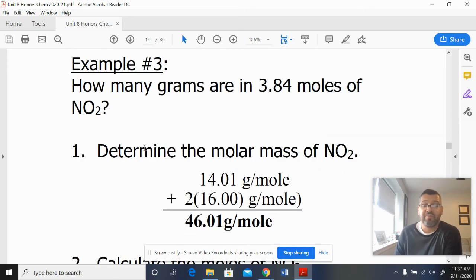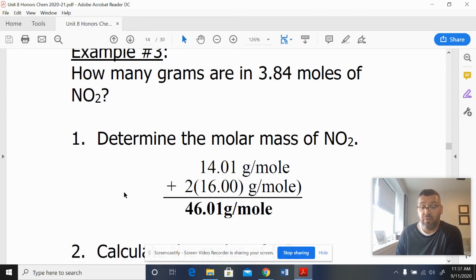One more example. 3.84 moles of NO2. How many grams? Mass, moles, periodic table. We need molar mass. So we need the molar mass of NO2. N, 14.01 grams per mole. 2 O's, 16 times 2. Add that up, 46.01. How many grams? What do we want on top? Moles or mass? We want mass on top.